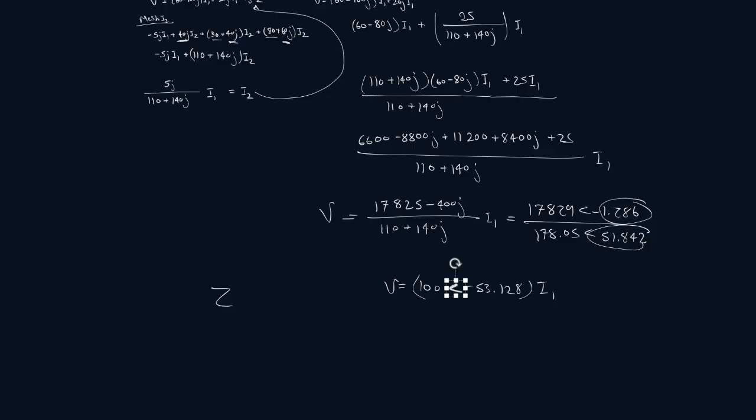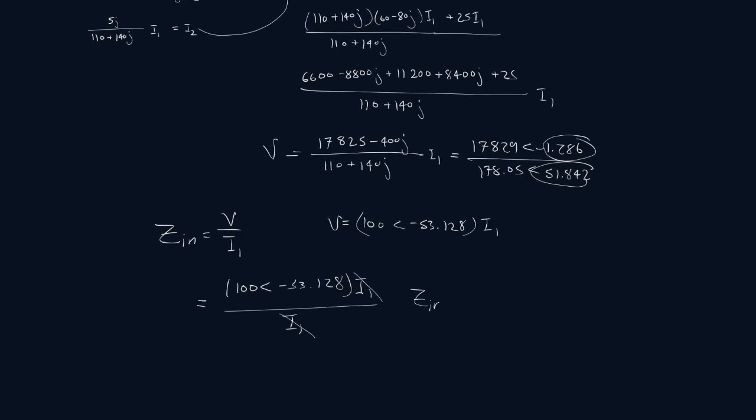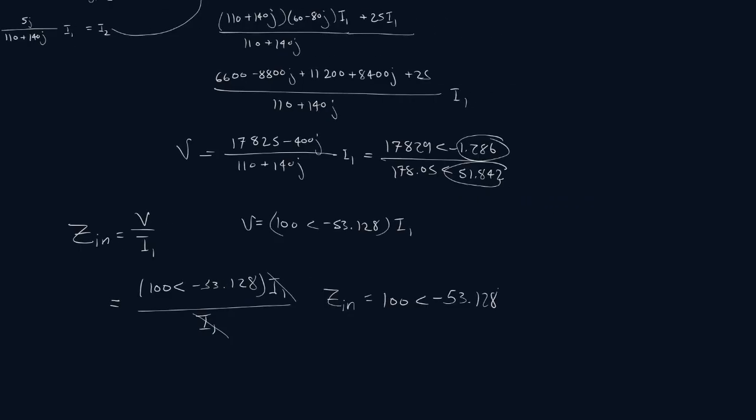Now, Z input is equal to V over I1. So we're just going to put 100 phasor minus 53.128, I1 here, and this cancels out with the bottom I1. So this is actually our answer. Our Z input, or input impedance, is 100 phasor minus 53.128 degrees.